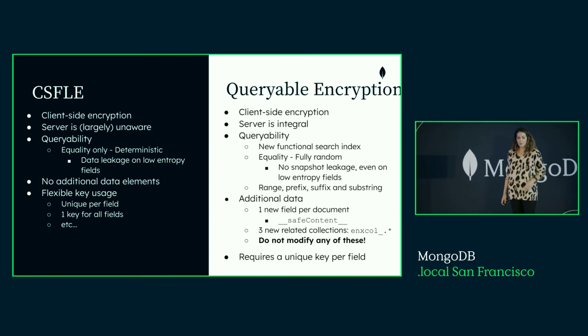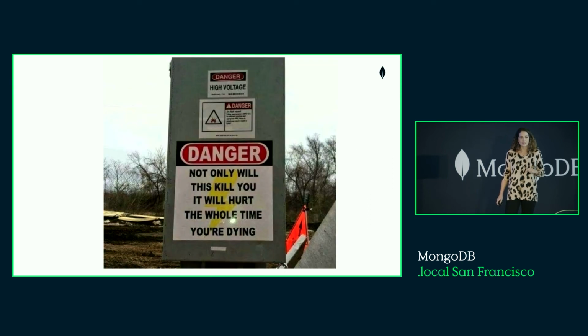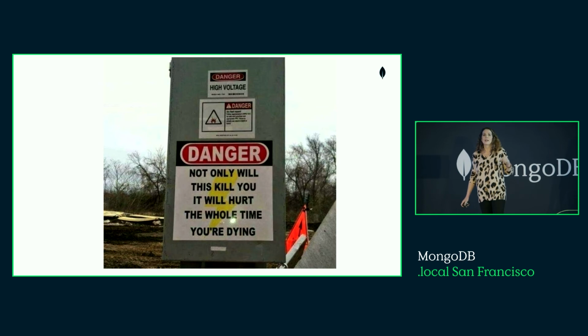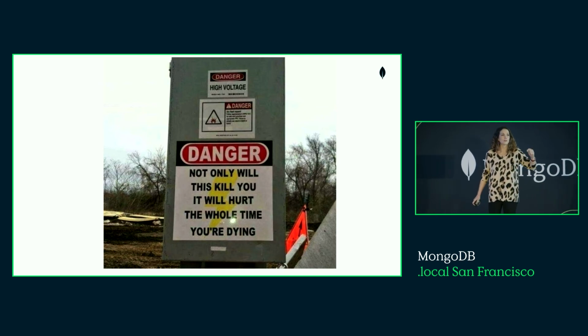The things I will mention: there is additional data. There's a new field that comes up, and there are 3 new encrypted collections that come up with queryable encryption that are stored server-side. If you try this, do not modify any of these. This will not only kill you, but it will hurt the entire time you're dying. If you modify those collections, or if you modify that additional field, you will not be able to query your data.